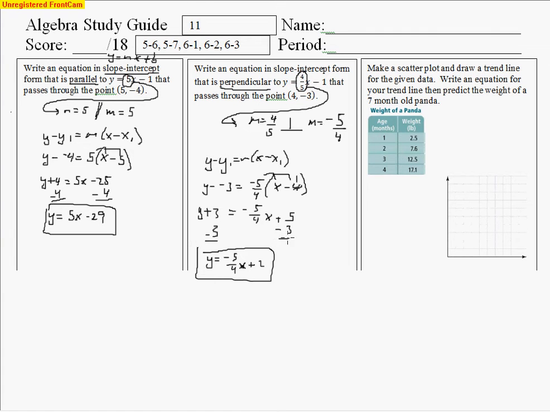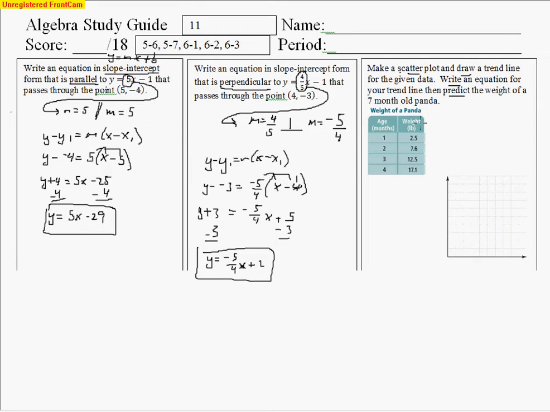So looking at our next problem, this is going to be from Chapter 5, Section 7, and this deals with scatter plots. So what we first want to do is, there's actually 4 parts to this problem. We've got to make a scatter plot, then draw the trend line, then write an equation, and then predict. So we got 4 things to do.